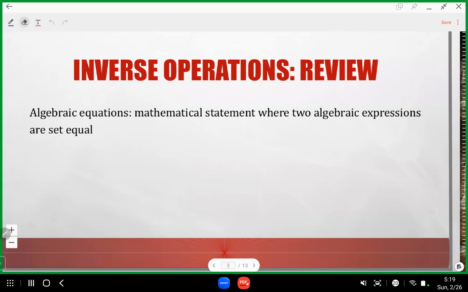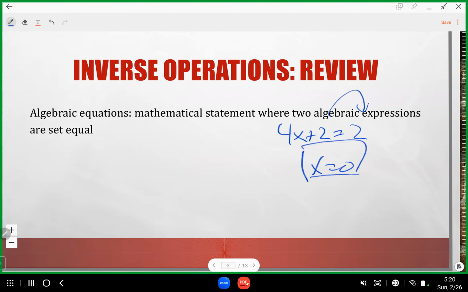All right, so let's try this. So again, an algebraic equation is a mathematical statement where two algebraic expressions are set equal. So for example, like 4x plus 2 is equal to 2, right? Then x is equal to 0 because you move 2 to this side and then divide by 4. So the big idea here is to isolate the variable.